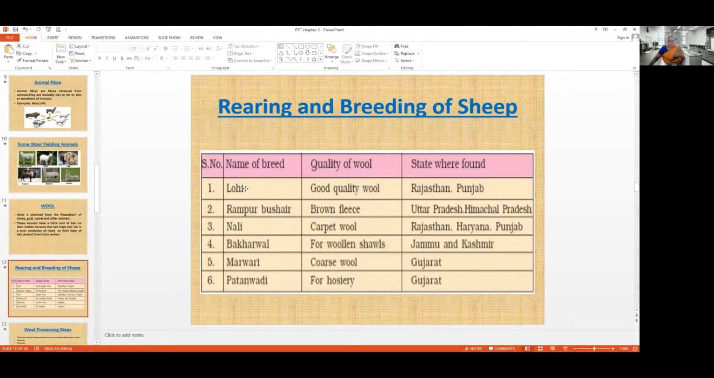So, name of the breed: Lohi, it is a good quality of wool. The state where found is Rajasthan and Punjab. And Rampur Bushair, brown fleece, Uttar Pradesh and Himachal Pradesh. Nali, it is used for carpet wool, Rajasthan, Haryana and Punjab. Bakarwal for woolen shawls, Jammu and Kashmir. Marwari, coarse wool, Gujarat. Patanwadi for hosiery, Gujarat.